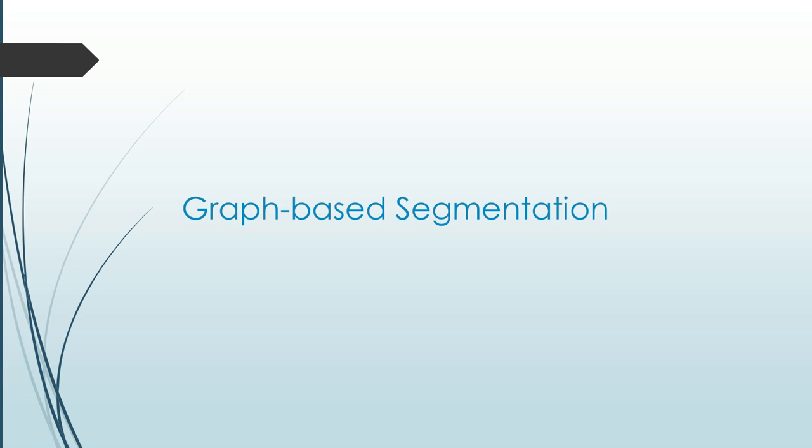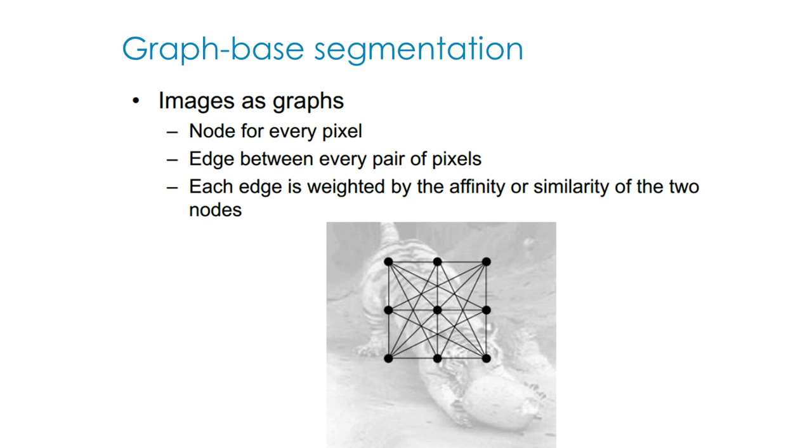So now let's talk about graph-based segmentation. In graph-based segmentation, images are considered as graphs. Basically each node can represent, let's say, every pixel, and the edges, the connections between the pair of pixels, are weighted by the similarity of the two pixels. So this is just a representation based on a graph.